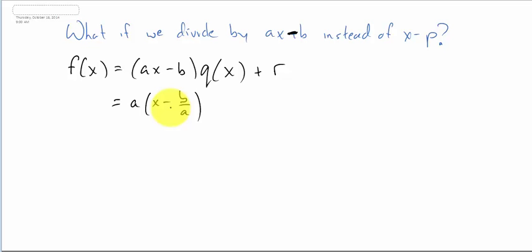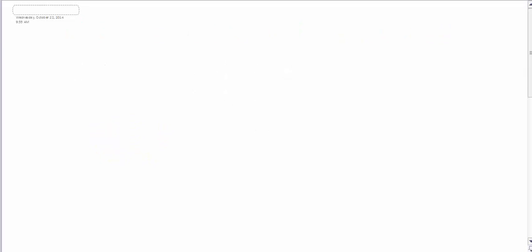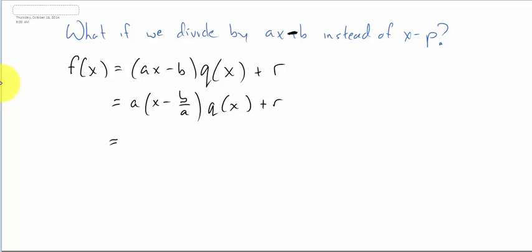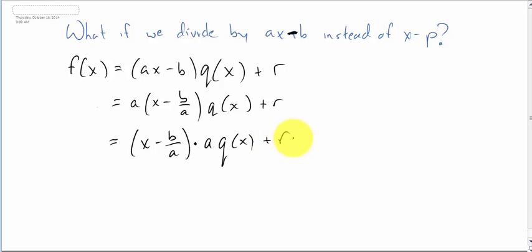But what happens now to the rest of this? So this is what we're dividing by times q of x plus the remainder. So this is really equal to this binomial a minus b over a times a q of x plus r. So what does this mean? What does this tell me?